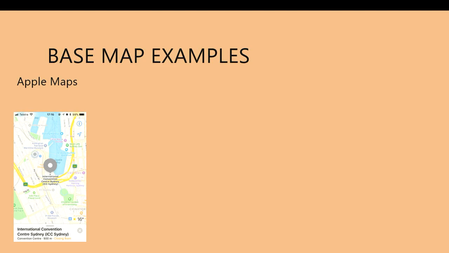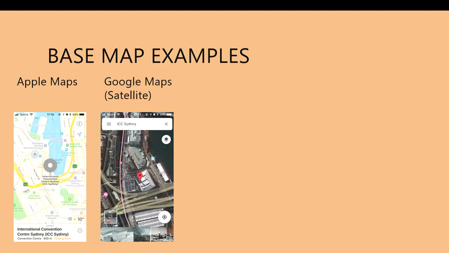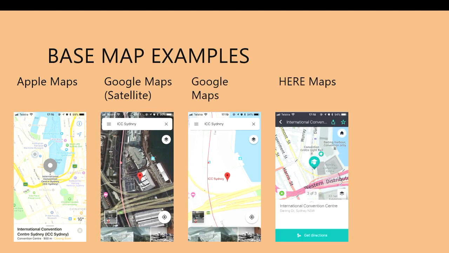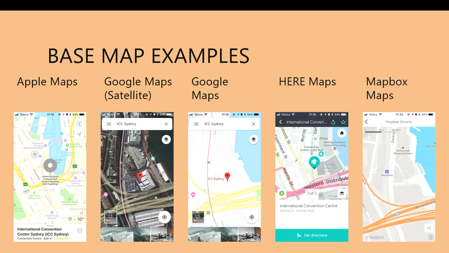This slide, I just want to show some examples of base maps just around the convention center area. So this is like the typical Apple Maps, Google Maps using its satellite imagery, Google Maps with the regular map view, Here Maps, which was loosely affiliated with Nokia at some point, and Mapbox Maps. Some of these mapping engines will let you customize the colors, customize what information gets shown. So it's kind of a decision for you in terms of what you want to use.